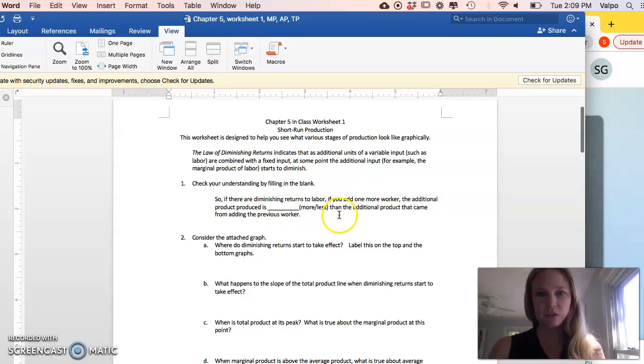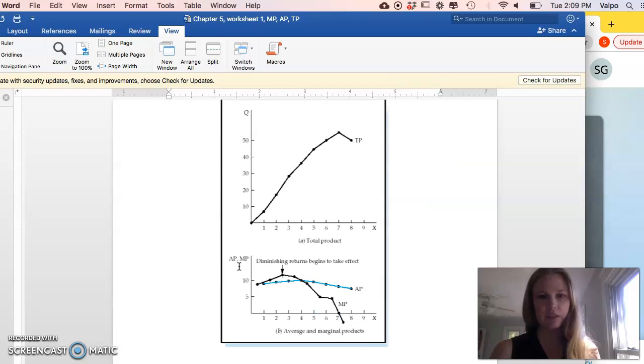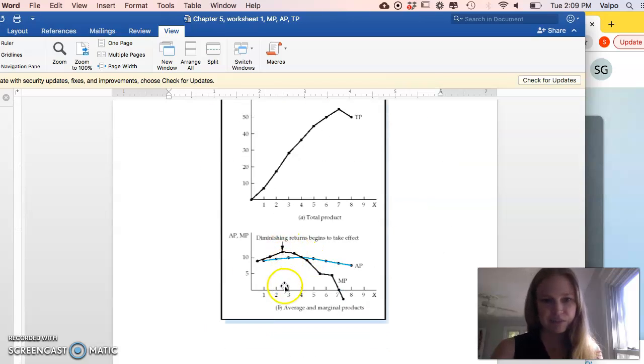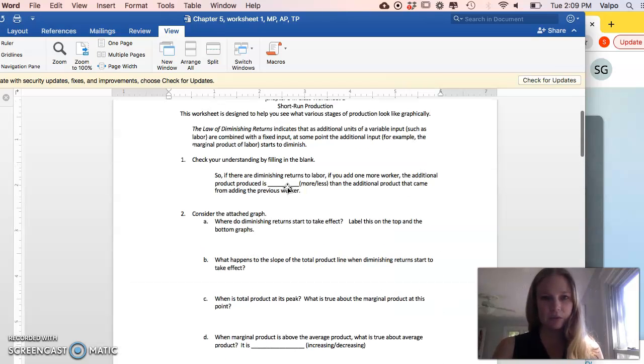If there are diminishing returns to labor, and you can see the way I usually do this is I don't even describe diminishing returns yet. If you add one more worker, the additional product produced is less than the additional product that came from adding the previous worker. And then we look down here, when do diminishing returns take effect? Well, it says right here, right? So with the third worker. But then we kind of go into it a little more.